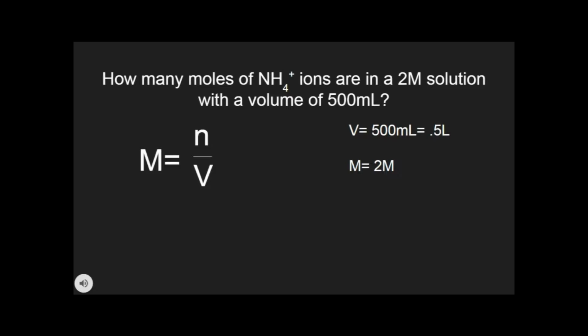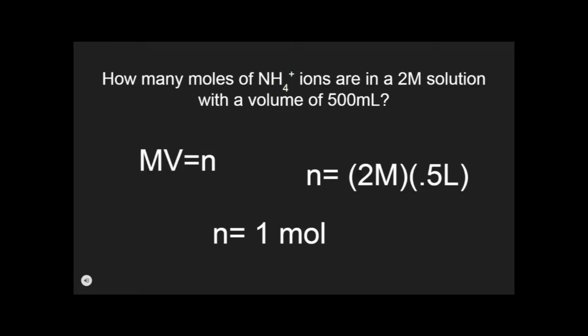So remember that there's 1,000 milliliters in 1 liter. So to get liters, we would divide the milliliters by 1,000. Here, 500 divided by 1,000 is 0.5. So instead of using the 500 milliliters, we will use 0.5 liters in our equation. And then the concentration is given to us as 2 molar.